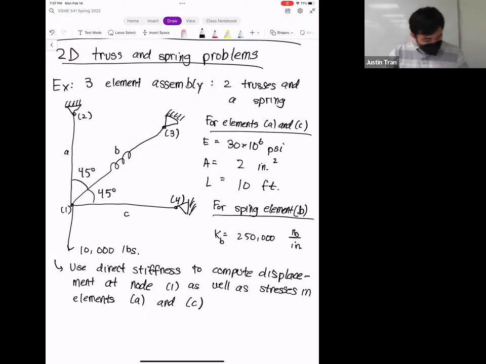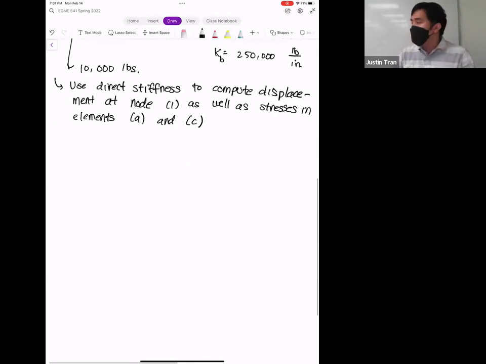Okay, all right, let's go ahead and start solving this. Even though we're in 2D, we still follow the same recipe, the same algorithm that we did before. We're going to start with the element stiffness matrices for each element.